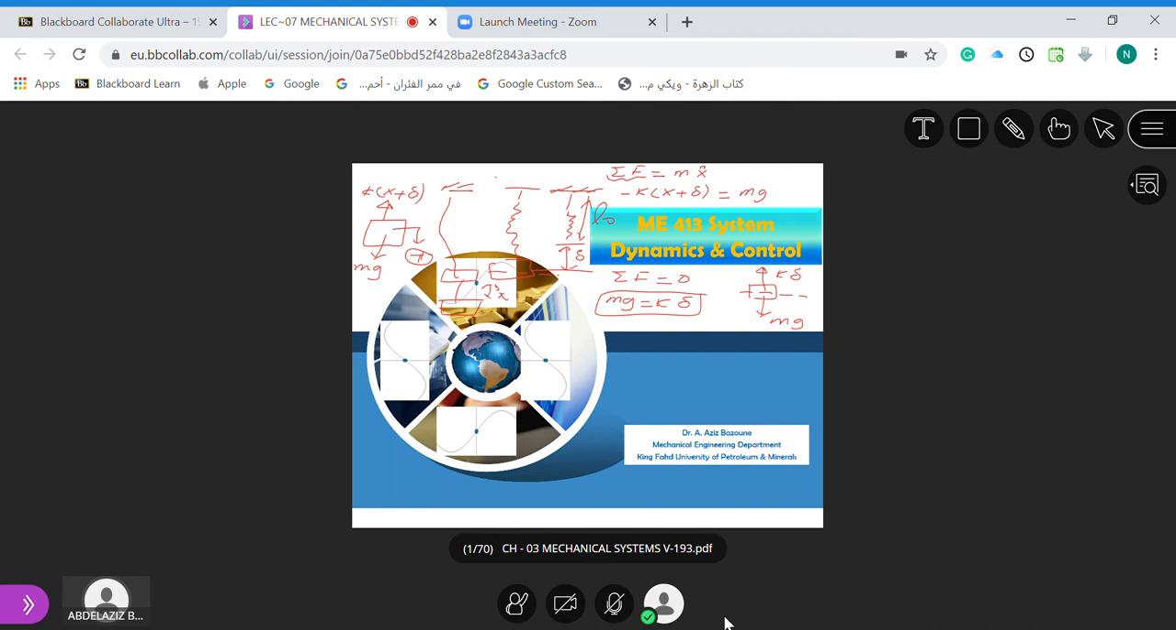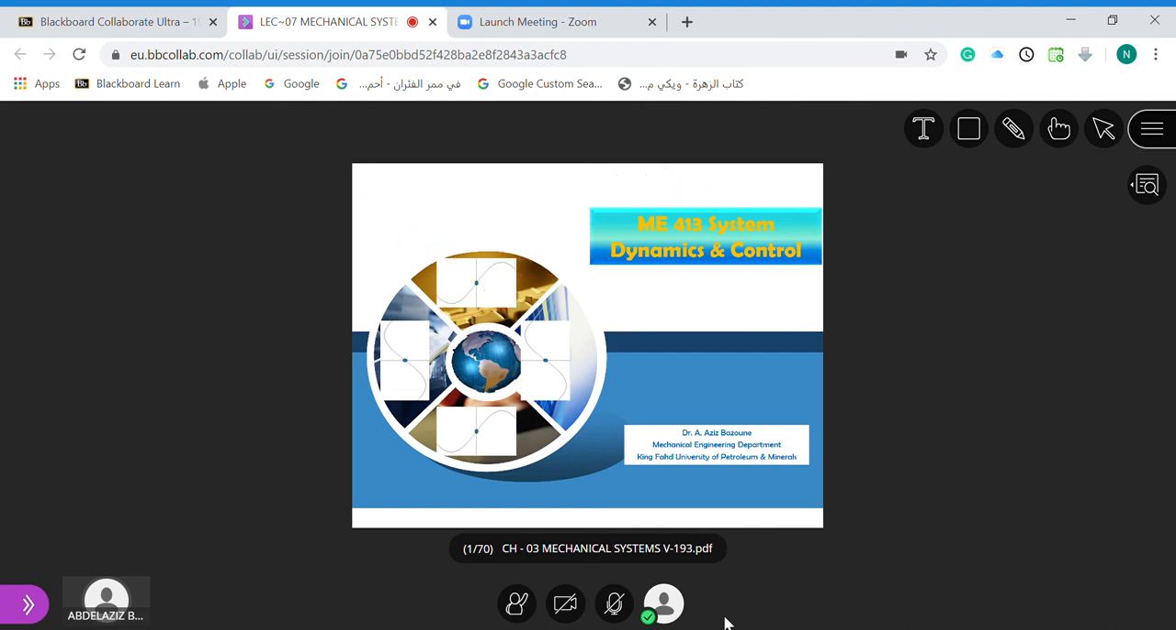Now, Shabab, this m x double dot, what do you mean by it? Mass times acceleration. This is Newton's second law. Doctor, where is the pulling force? I pull it here, just this is the initial condition. You can call it initial conditions. This is free response. Just give an initial displacement. You pull it a little bit down, initial displacement. This is initial displacement because I am telling you x. I am giving initial displacement called x. So minus k times x plus delta plus mg, mass times the gravity. So now it will be this equation.